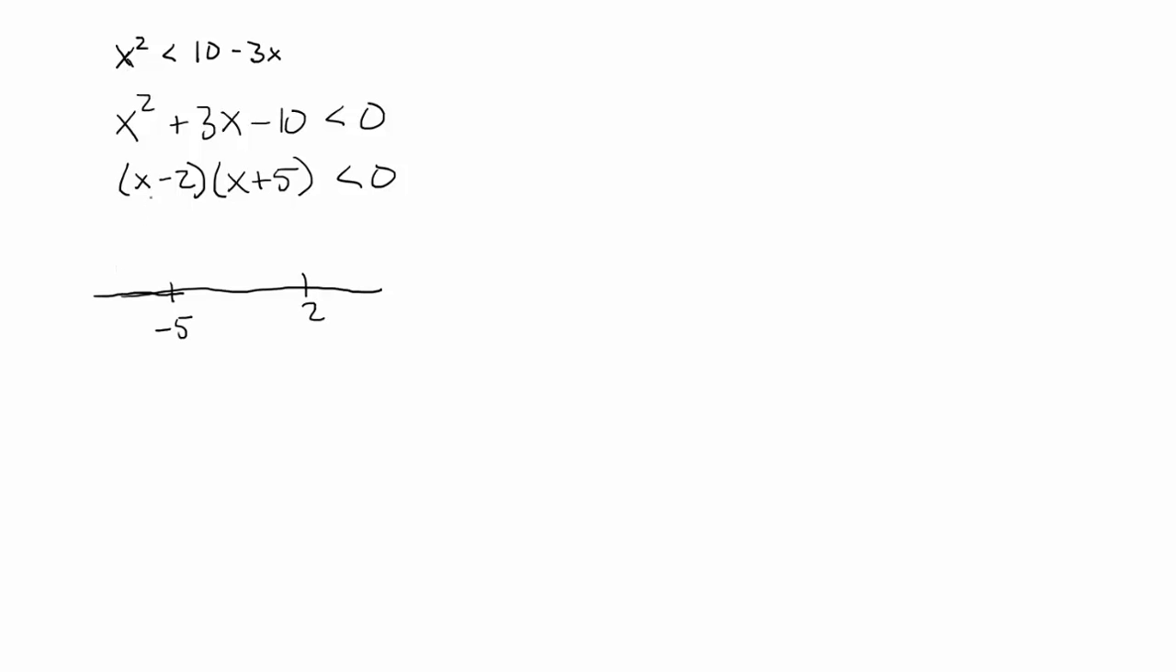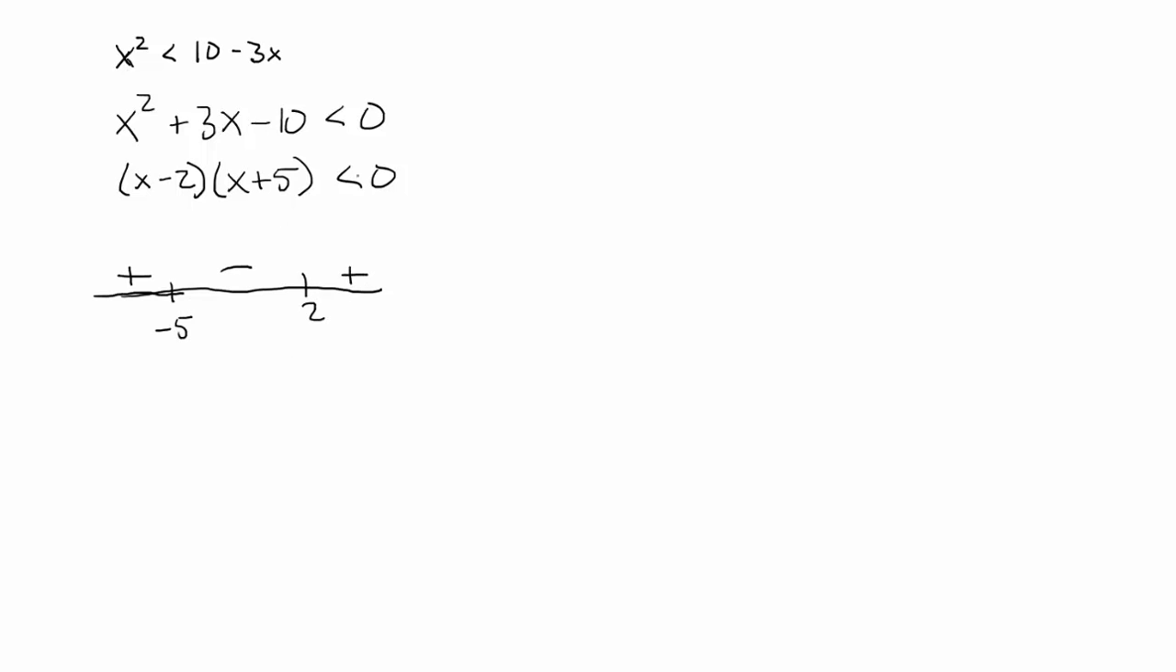And here, if we were to plug negative 6 in, we'd have negative 6 minus 2 is negative 8, so we'd have a negative number. And negative 6 plus 5 is a negative number. Two negative numbers multiplied together give us a positive number. And in the interval between negative 5 and 2, I'm going to choose 0 because it's the easiest number. So I have negative 2 times 5, and that's a negative number. And now, in the interval from 2 to infinity, I'm going to choose 3. 3 minus 2 is positive, and 3 plus 5 is positive. Positive times positive is a positive.